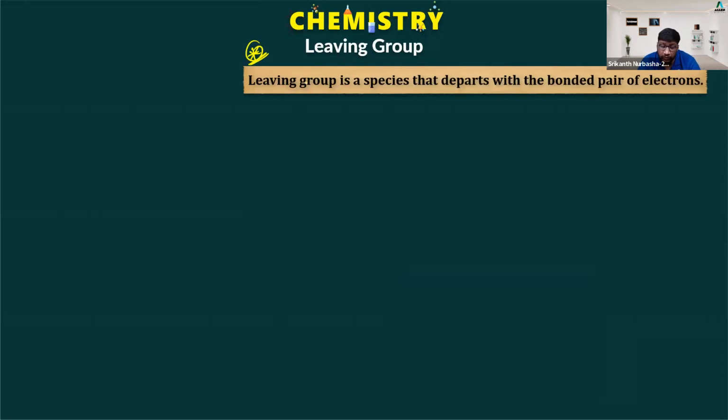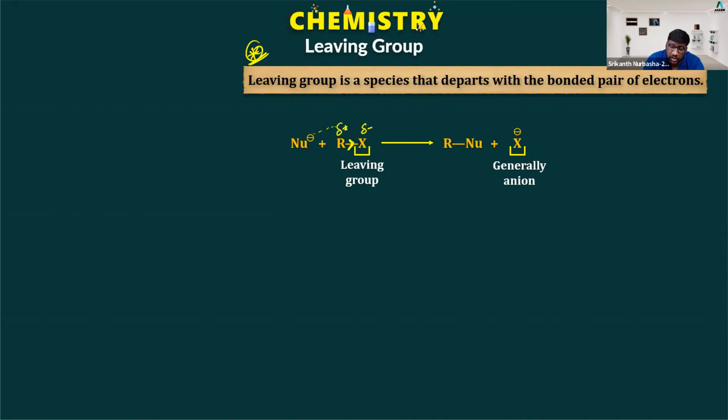What is a leaving group? A leaving group is a species that departs with the bonded pair of electrons. So nucleophile plus RX, where R is an alkyl group connected to some halogen. The nucleophile will try to attack this electrophilic carbon. The shared electron density is moving towards the halogen, developing partial negative on halogen and partial positive on the alkyl group. The nucleophile, which is electron rich, tries to attack the electrophilic carbon.